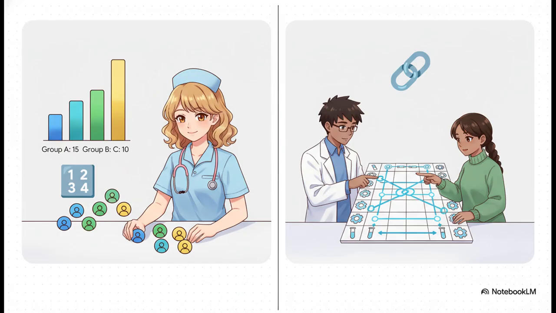Then a contingency table is a bit more advanced. We use that to explore the relationship between two different variables. And you'll also see things like multiple response tables, which are so important when patients are reporting several symptoms at once, like pain and nausea and fatigue.